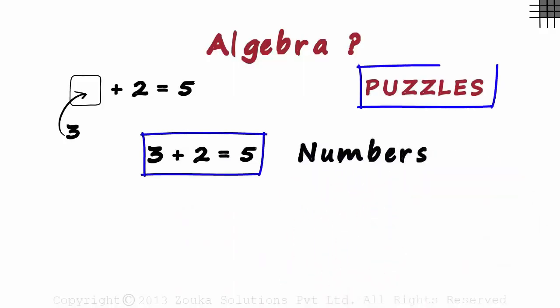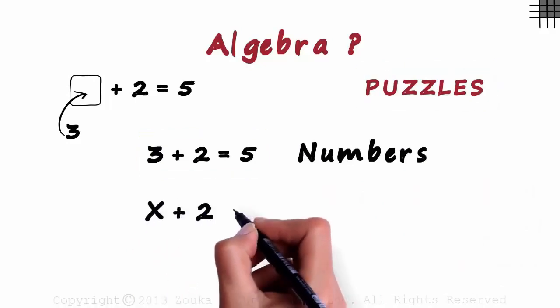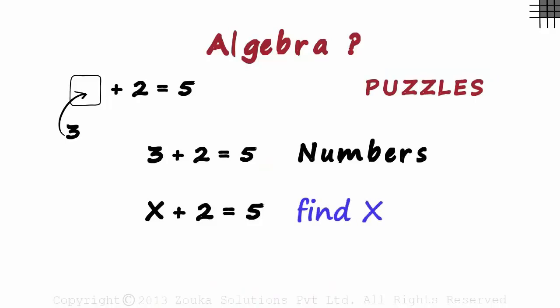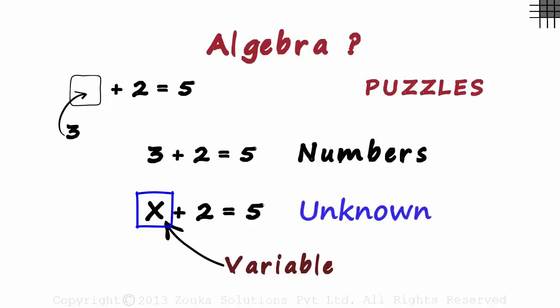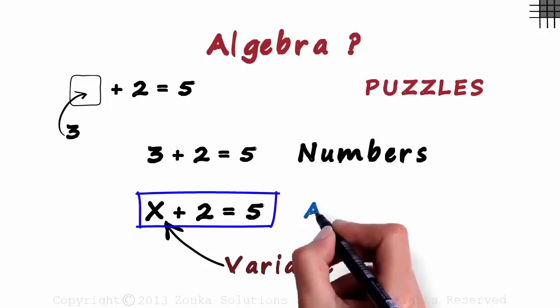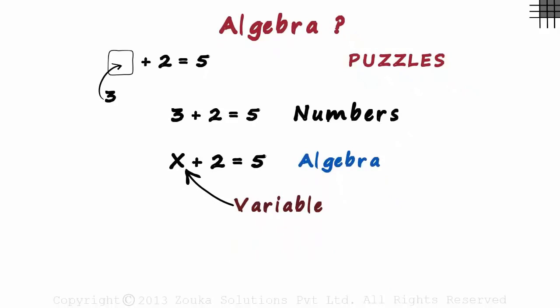This puzzle can also be asked in a different way. We can say that x plus 2 equals 5, find x. We just used a letter in place of the box. These letters are also called variables. Sometimes also referred to as the unknown, since its value is not known to us. This is algebra. It deals with variables and unknowns, and we are expected to find their value.